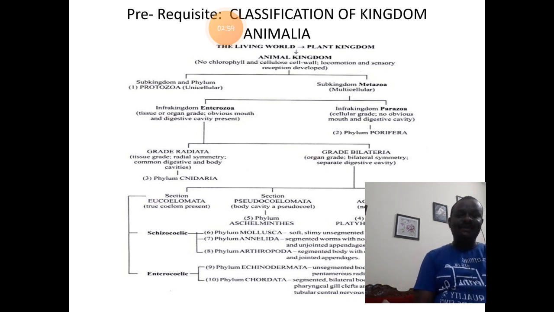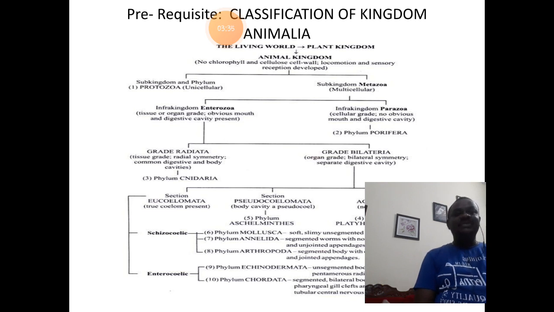Students, later it was Ernst Haeckel who proposed the next type of classification of kingdom of living organisms, which we call a three-kingdom classification, where along with the kingdoms Plantae and Animalia, he included a new kingdom called Protista. This kingdom includes all eukaryotic microscopic organisms.